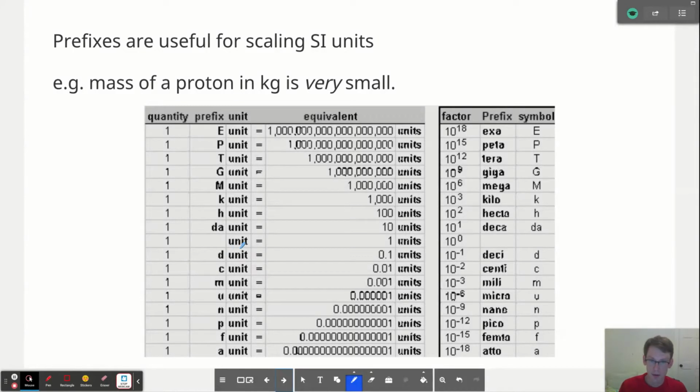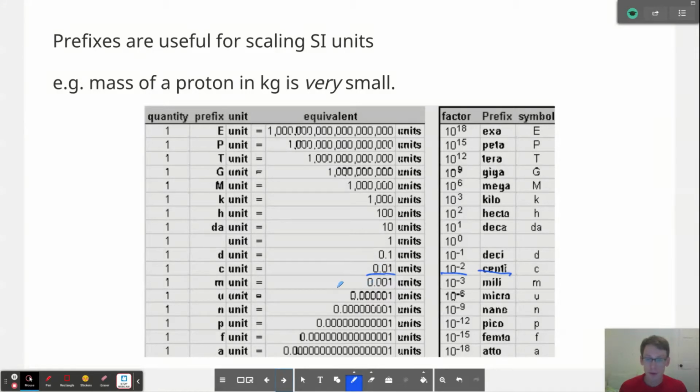What is a centimeter? Well, the prefix centi means 10 to the negative second. We can see it right here: 10 to the negative second is centi. So we have 0.01 of whatever it should be. In the case of centimeter, it's 10 to the negative second meters. If we had 2 centimeters, it would be 2 times 10 to the negative second meters.